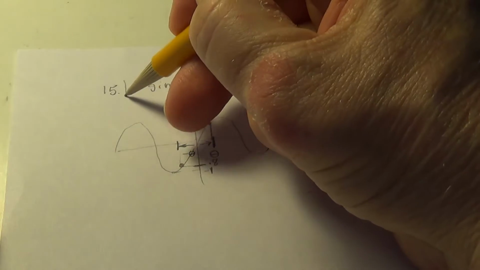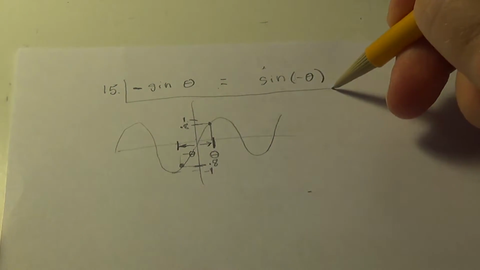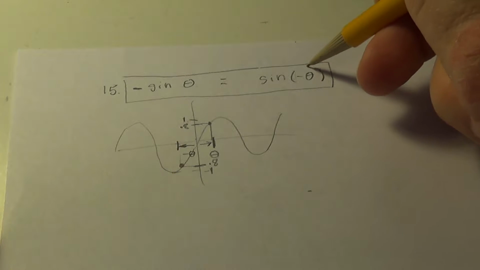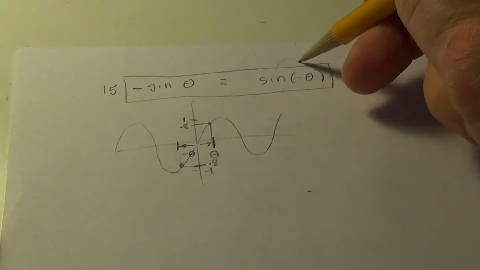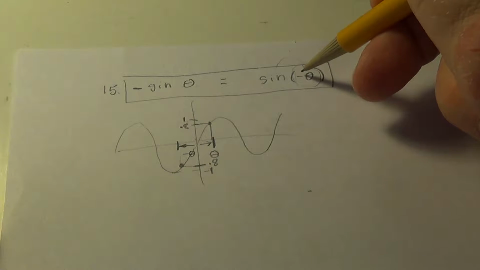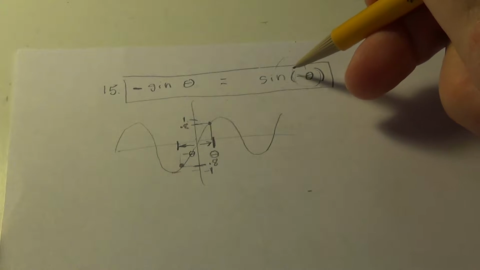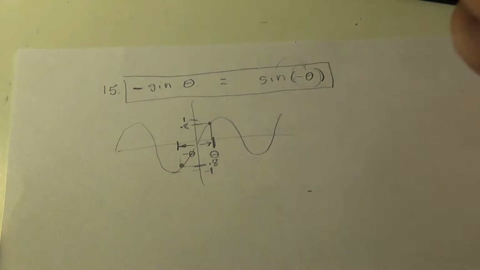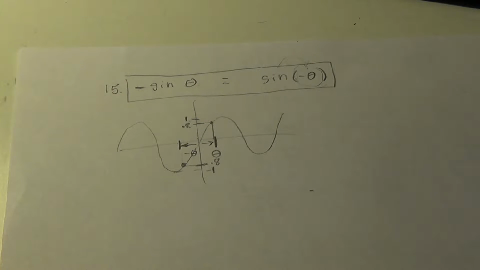So that's a trig ID. Anytime you find a negative in the argument, the argument being that to which the function is applied, if there's a negative in the argument and it's a sine curve, it can pop out in front like that. So that is a trig ID.